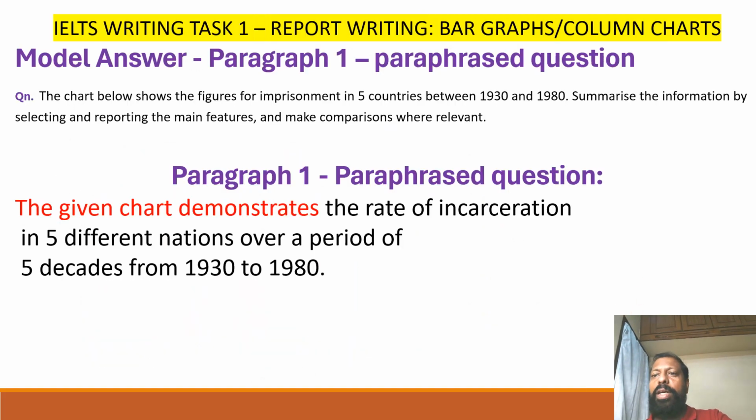Now let's do a model answer. Look at the question here. The first thing we need to do is to paraphrase the question. The chart below shows the figures for imprisonment in 5 countries between 1930 and 1980. So how to paraphrase this one? Think about a possible paraphrase here. The given chart demonstrates the rate of incarceration, meaning imprisonment, in 5 different nations over a period of 5 decades, from 1930 to 1980. You can think about it: it's not 5, it's in fact 6 decades from 1930 to 1980.